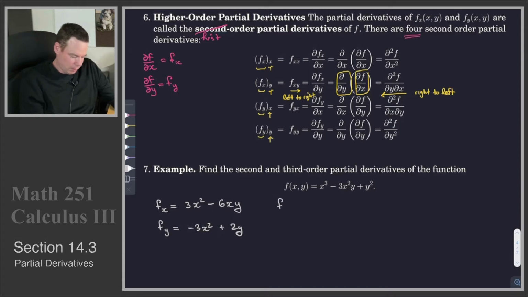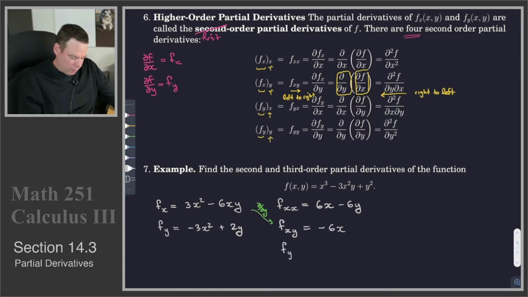Now we can go for our second order. We can go fxx. This means take the x derivative and differentiate it again with respect to x. So that would be 6x minus 6y. We could take the derivative of f with respect to x and then differentiate that with respect to y. So I'm using this one and then differentiating it with respect to y. And when we do that, we get negative 6x.